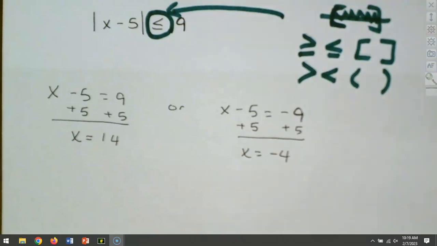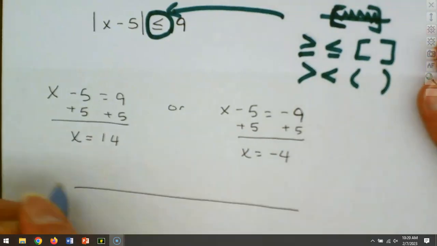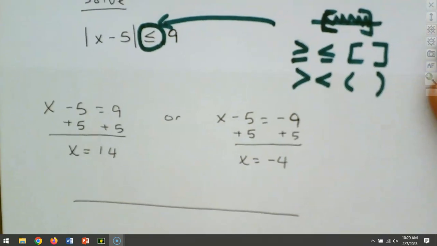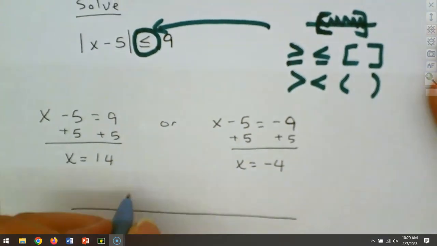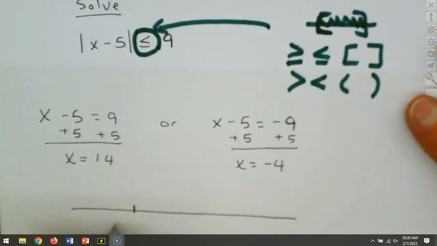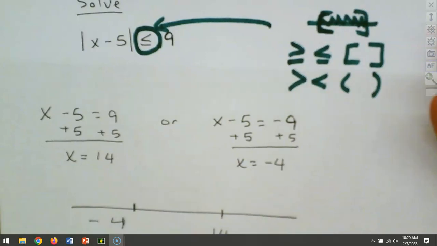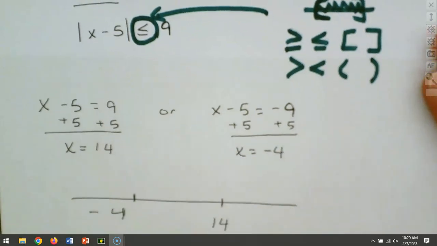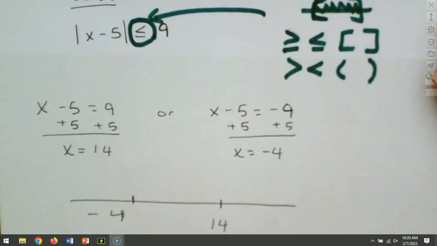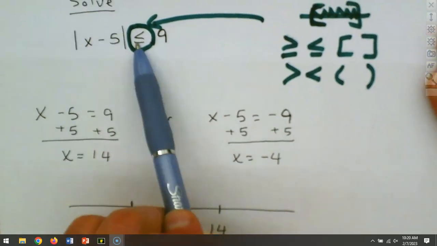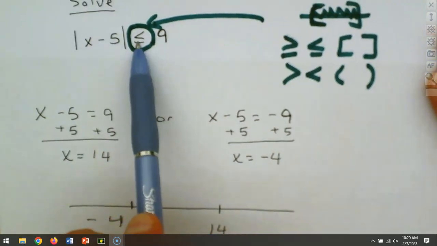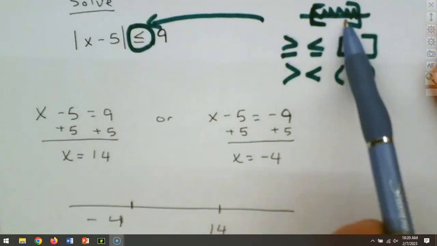Now, what are we going to do? We're going to put these on the number line because this is an inequality, right? So these go on our number line here. And negative 4 is on the left. Positive 14 is on the right. And what is it going to look like? Which way did this point? This pointed to the left, didn't it? That means it's going to look like this.